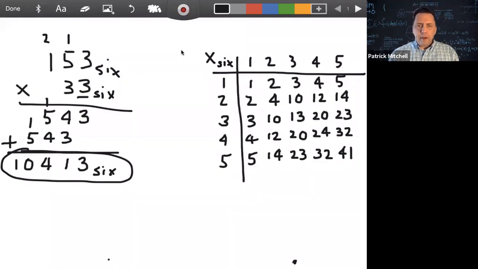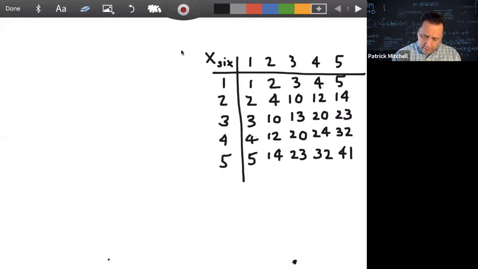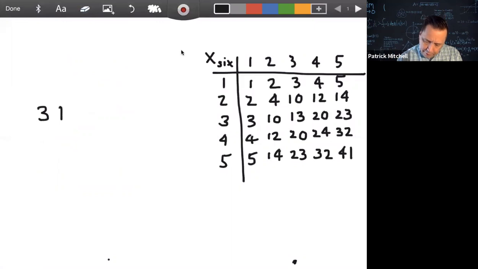All right, so now I'm ready to move on to the division problem. I would like to keep my multiplication table though, and the only way I know how to make that happen is to just erase what I have over here. Okay, so the division problem that I cooked up, and this again is base 6, is 3, 4 into 5, 0, 4, 3.